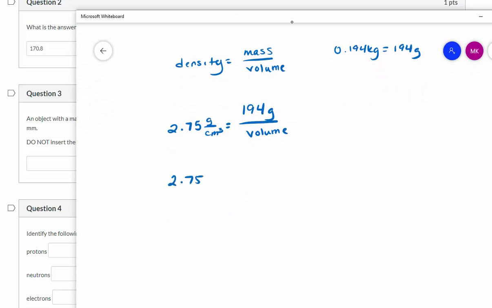That's going to be grams per centimeter cubed times volume is equal to 194 grams. Now I divide both sides by 2.75. And when I do that, I get a volume. I'm going to write it up here. Volume is then going to be equal to 70.5454545, and that repeats. And that is centimeters cubed.